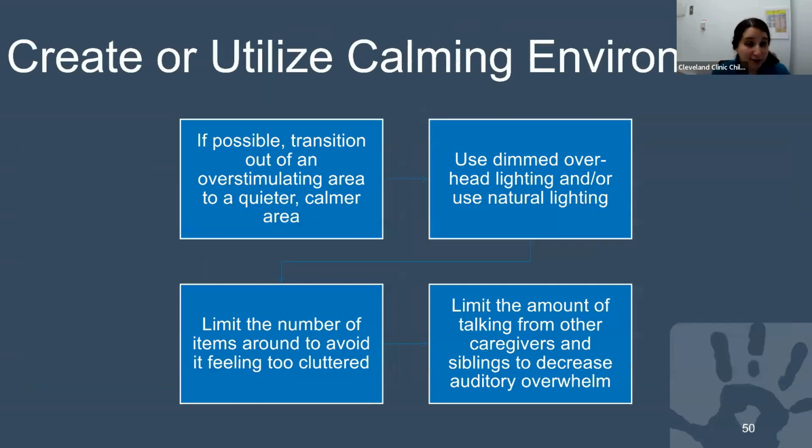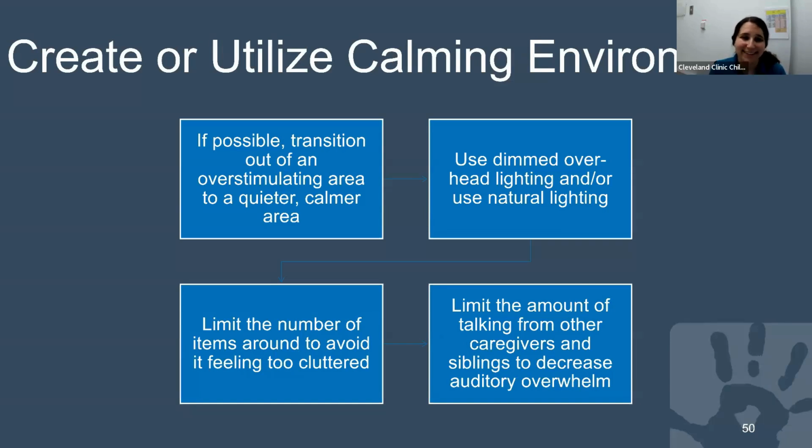So other strategies for helping with tantrums and meltdowns is trying to create a calming environment. So if you're somewhere really loud, really overstimulating, move to somewhere that's quieter. If there's a lot of lights, if you're able to, dim the lights, or even turn off the lights and just use the natural sunlight. You can try to limit the amount of items that are around, so that it doesn't feel too cluttered.